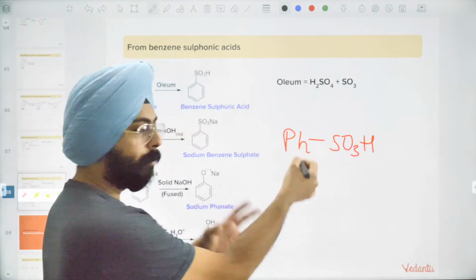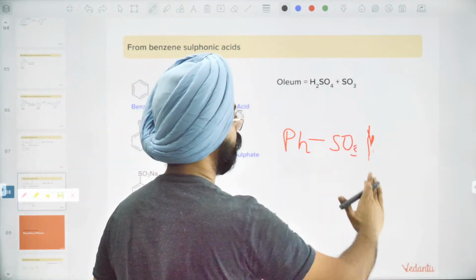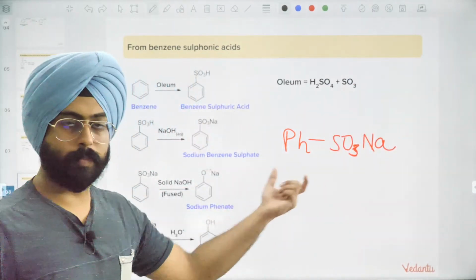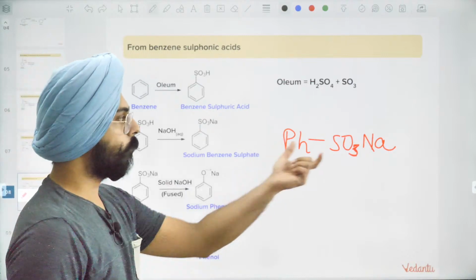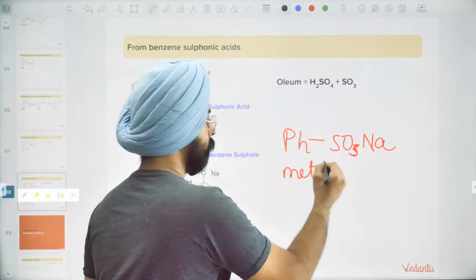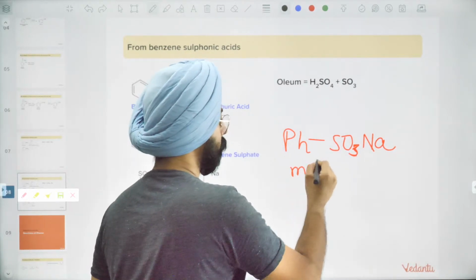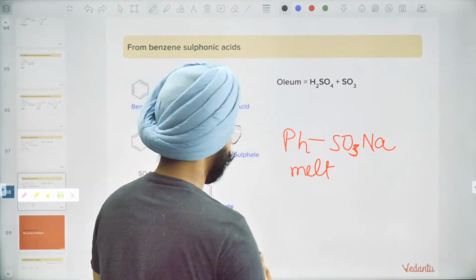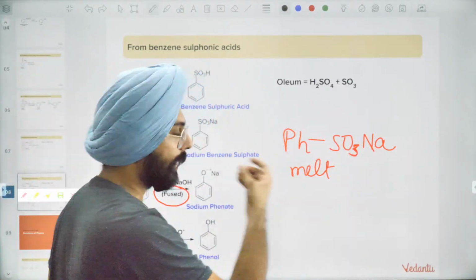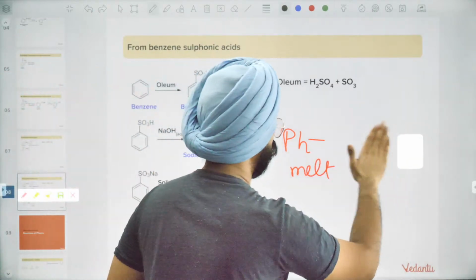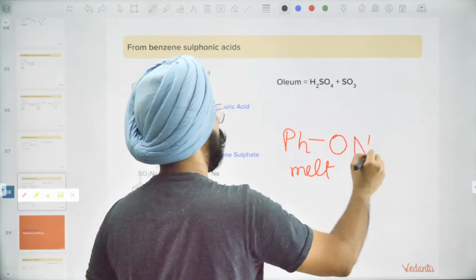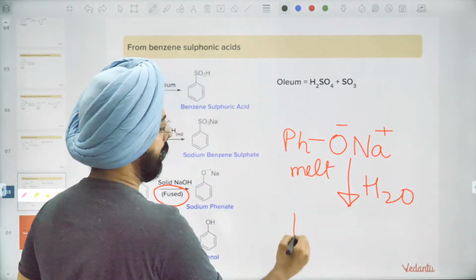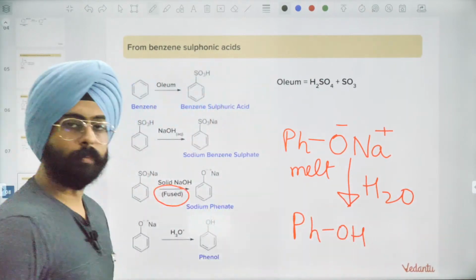PhSO3H. Now when I combine this with NaOH, first thing that's going to happen is this will get formed, PhSO3Na, right? Now when I melt it, you have to melt it completely, fused, fusion means melt it all. Once you melt it, my dear friends, there's a certain rearrangement that happens over here. The mechanism of which is not very important. You get your phenoxide ion, and once you put your H2O in it, you will get your phenol. As simple as that. Got it?